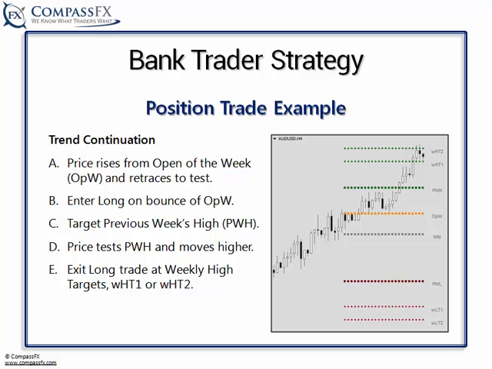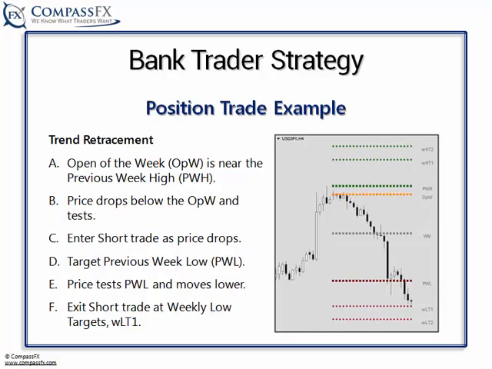Then as the market moves up to the previous week's high as a potential target, if the market holds the previous week's high and continues to push a bit higher, then we target the weekly high target number 1 or the weekly high target number 2. And you can see in this example, the market pushed all the way up to the weekly high target number 2. Now this is an example of a trend retracement position trade.